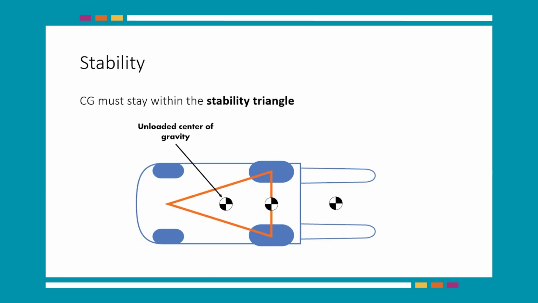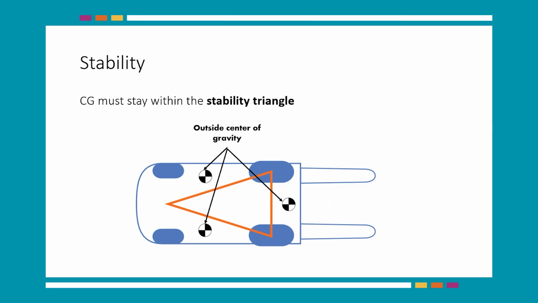For optimum stability, the center of gravity must stay within the stability triangle. When the forklift is loaded, the combined center of gravity shifts toward the front, making the forklift more stable. When the center of gravity is outside the stability triangle, the forklift will tip.